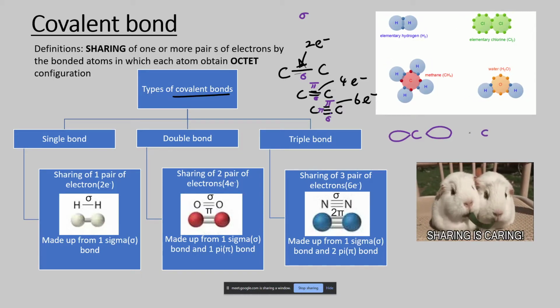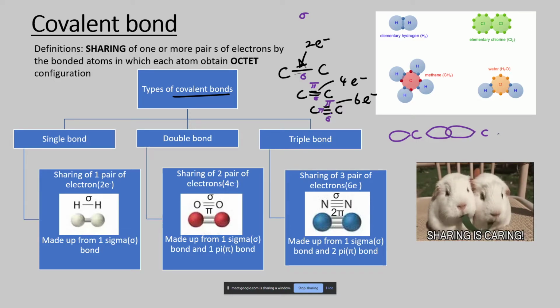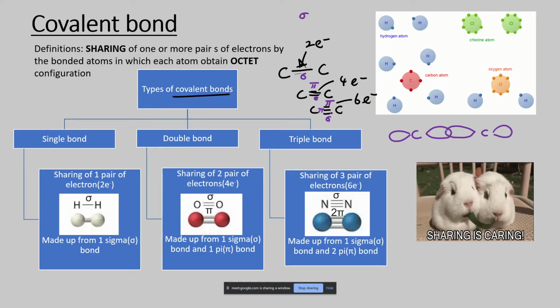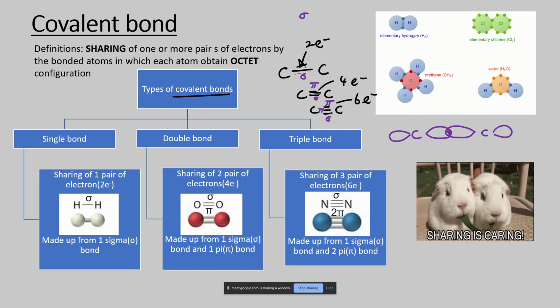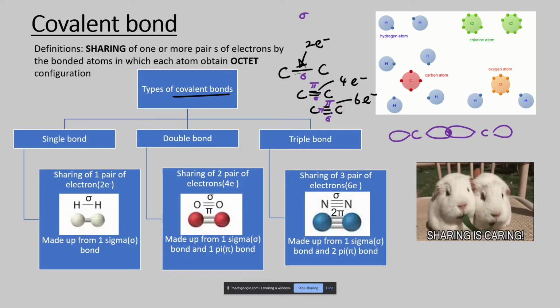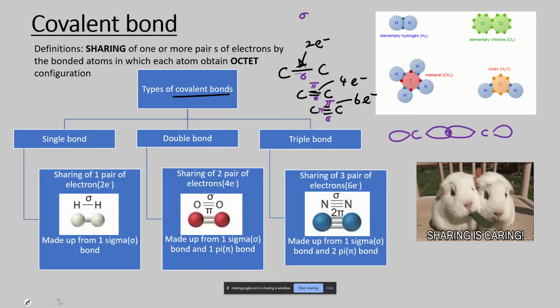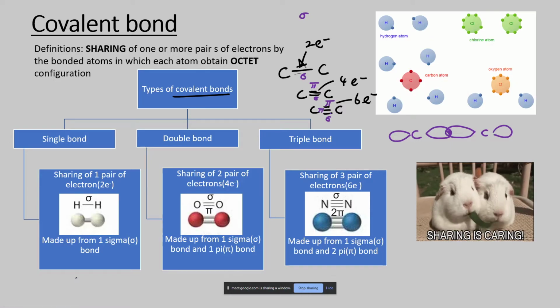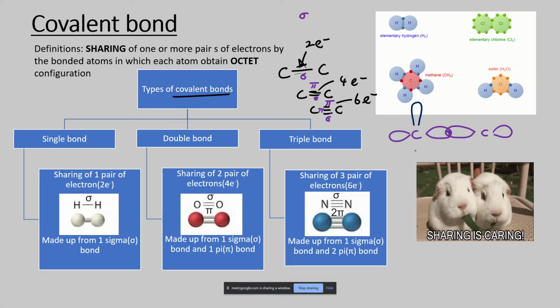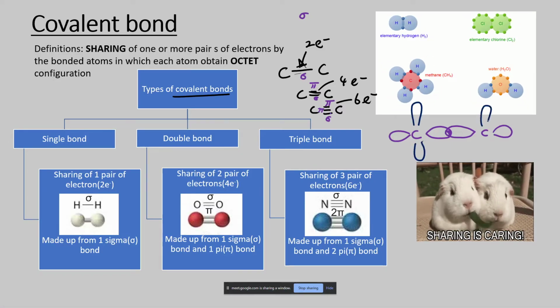Untuk sigma, single bond, overlap dia macam ni lah. Dia macam ni overlap. That's why it makes a bond. Untuk double bond, the overlap is like this. Okay, nanti kita akan belajar further on sigma and pi bond.